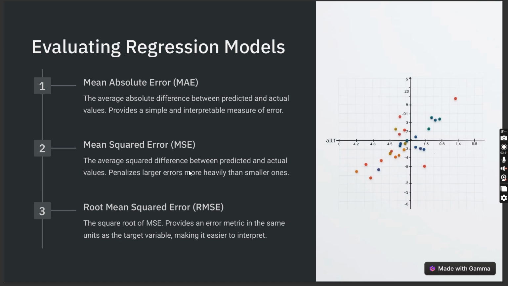So, evaluating regression models. There are three types of errors: mean absolute error, mean squared error, root mean squared error. The mean absolute error is the average absolute difference between predicted and actual values, providing a simple and interpretable measure of error. And mean squared error is the average squared difference between predicted and actual values. It penalizes larger errors more heavily than smaller ones. And root mean squared error is the square root of MSE. It provides an error metric in the same units as the target variable, making it easier to interpret.